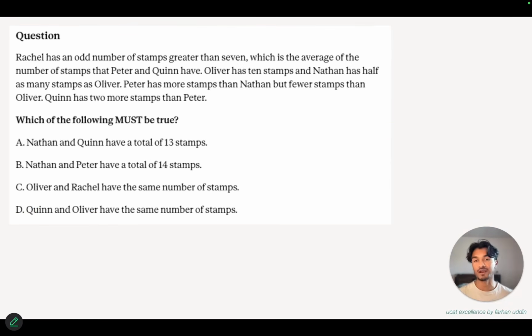So this was just a couple of practice questions that we've gone through. You'll get better and better as you do more practice.